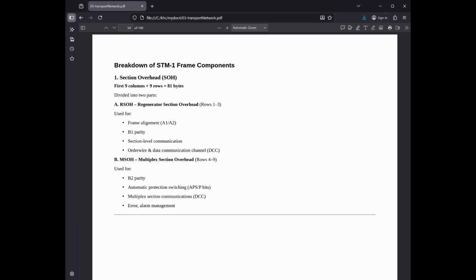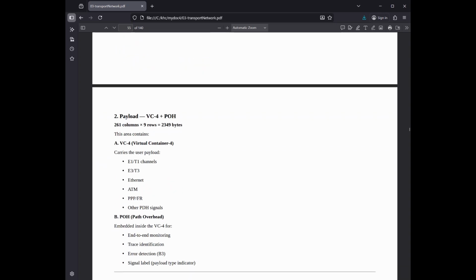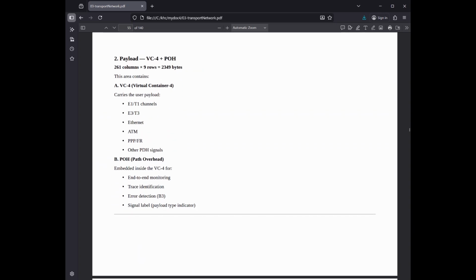for error parity checking. AU pointers, administrative unit pointers, location: row 4, columns 1 to 9. The GPS of the frame: in a perfectly synchronous network, you'd expect the payload to start exactly at column 10. However, due to tiny timing variations, jitter, or different clock sources, the payload might drift. Function: the AU pointer tells the hardware exactly which byte in the payload area is the start of the VC4. This allows SDH to be flexible and float the payload within the frame.